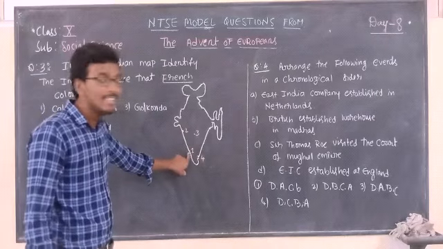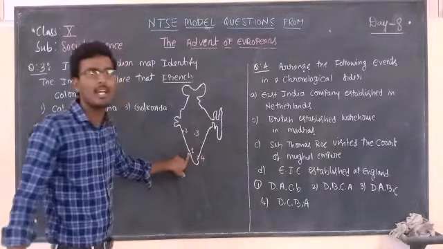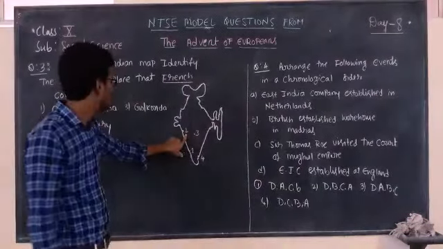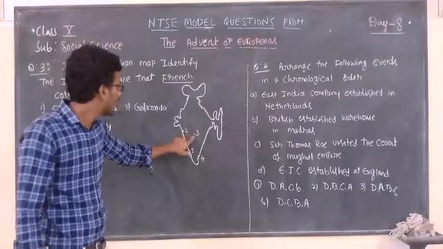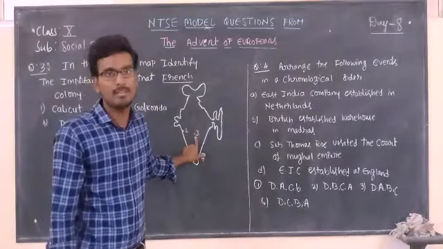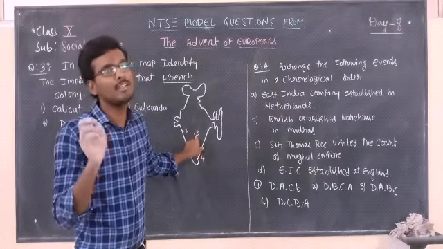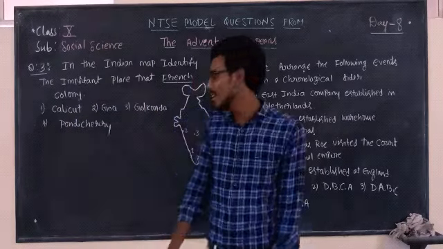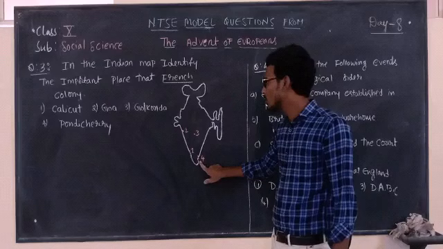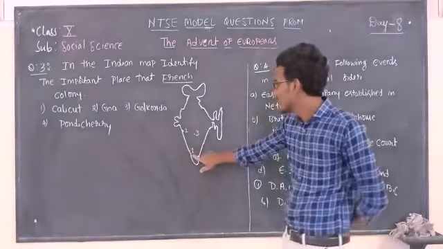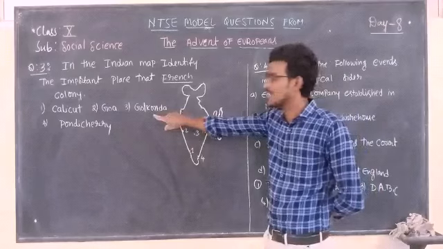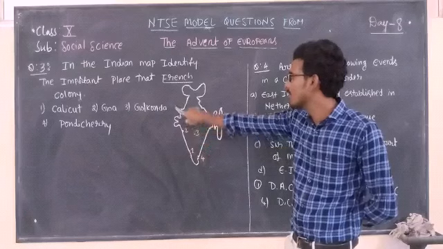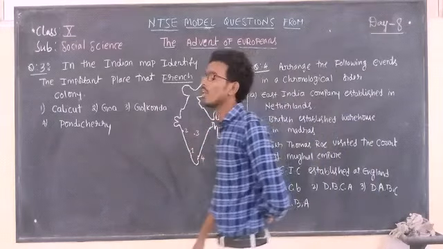The first one is the area of Kerala, Calicut. Second one is Goa. Third one is Golconda, meaning Hyderabad. That is also a French trade center. Fourth one is Pondicherry. This region lies in Tamil Nadu, right? So the fourth one is identified as Pondicherry. The first indication is Calicut in Kerala. The second location is Goa. The third location is Golconda, and the fourth one is Pondicherry.